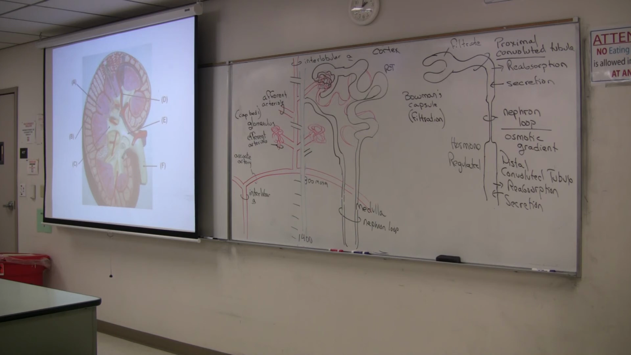Here is the afferent arteriole. Here is the efferent arteriole. Here are the glomerular capillaries. This is the visceral layer of the capsule that's wrapped intimately around the capillaries, and the outer layer. And here's the capsular space where the filtrate is first found. And then we have our proximal convoluted tubule beginning.